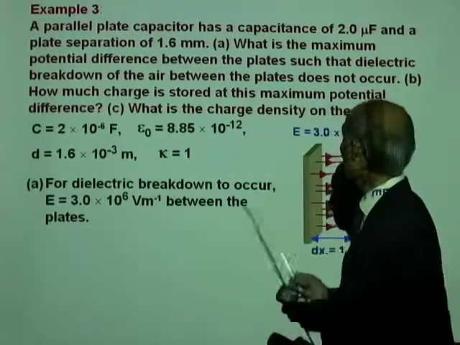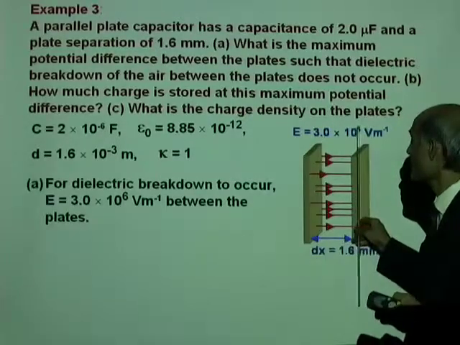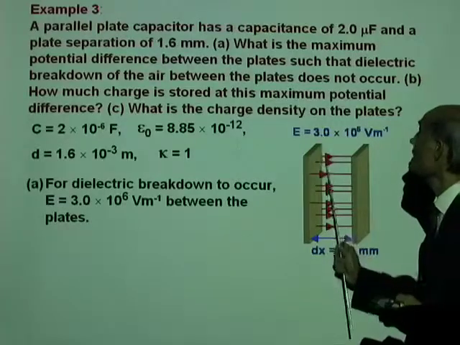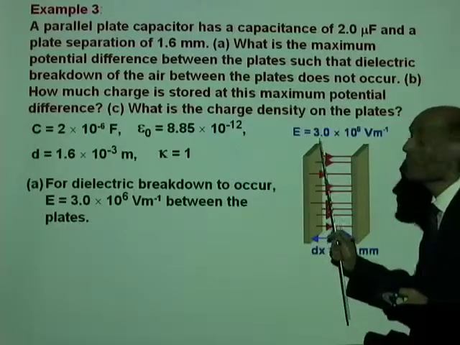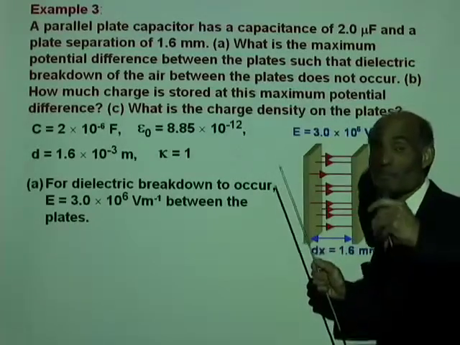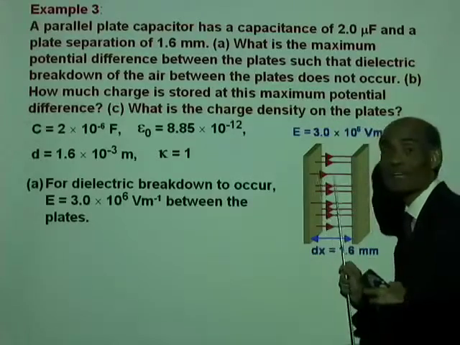Now, here I have the situation. These are the capacitor plates. The plate separation is 1.6 millimeter. The electric field between the plates is 3 times 10 to the 6th. If the electric field increases any further, there will be dielectric breakdown in between.